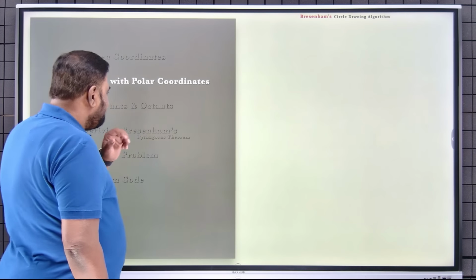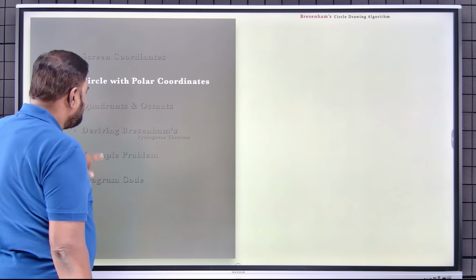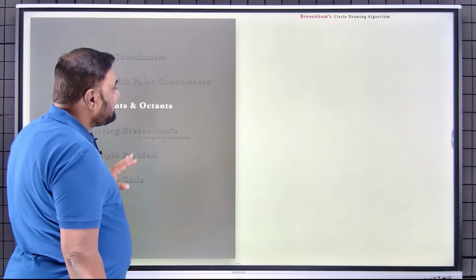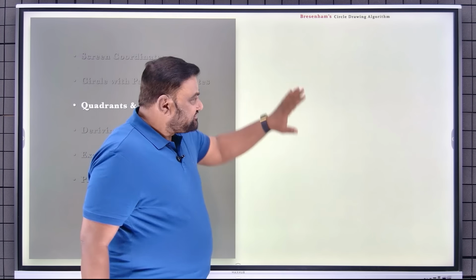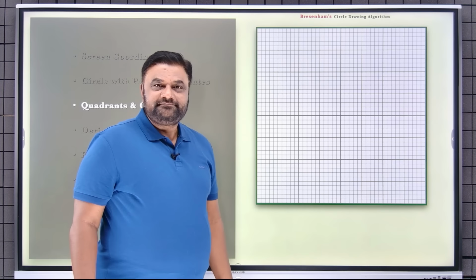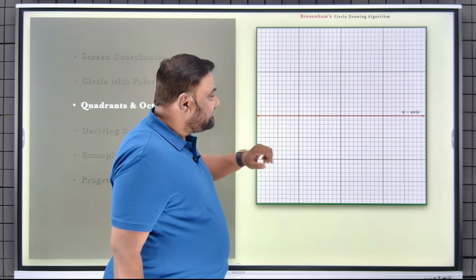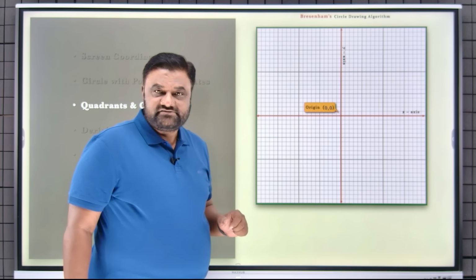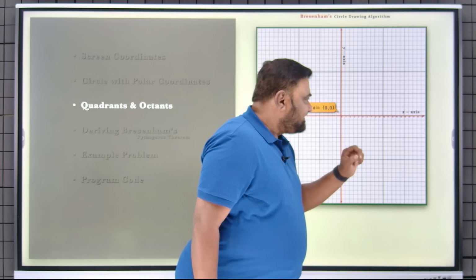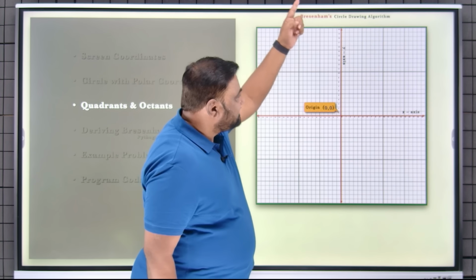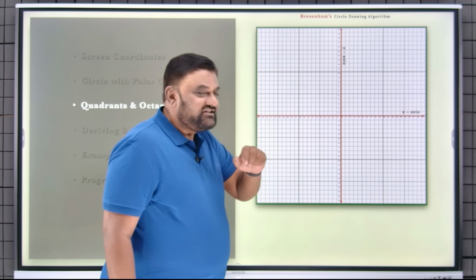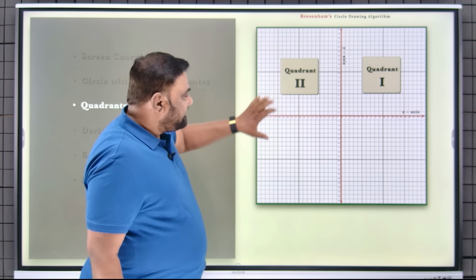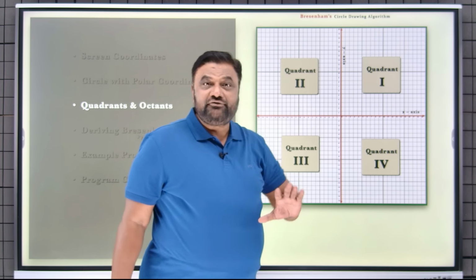So for this, we are going for Bresenham's algorithm, but before that we'll understand the world coordinate system. In that we'll understand what quadrants and octants are. For explanation, I'll take this graph paper. This is the x-axis and this is the y-axis and this is the origin. X values are positive in this direction, negative in this direction. Y values are positive in this direction, negative in this direction. And these are called quadrant 1, quadrant 2, quadrant 3 and quadrant 4.